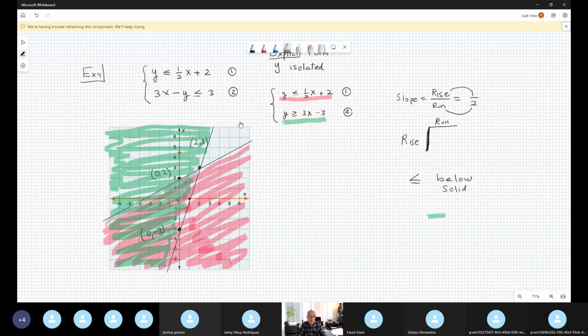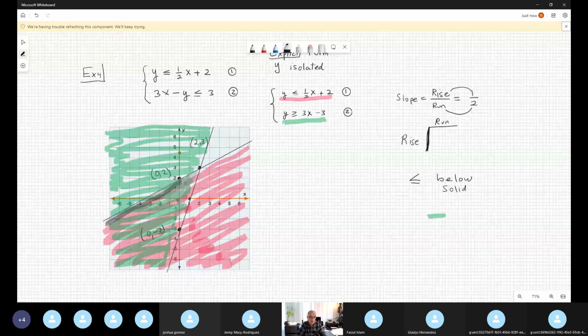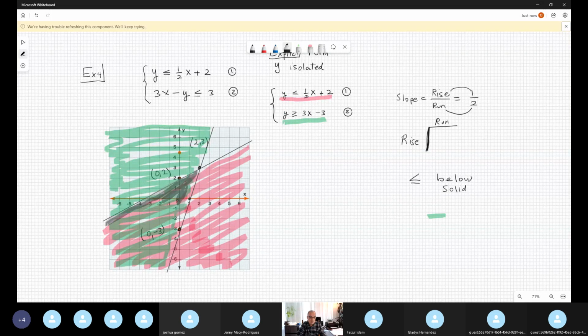Let me use another hard black color maybe. It's that part. You see or not? Yes, it's that part. You agree with me? Cool. And it's the answer, guys. This is the answer.